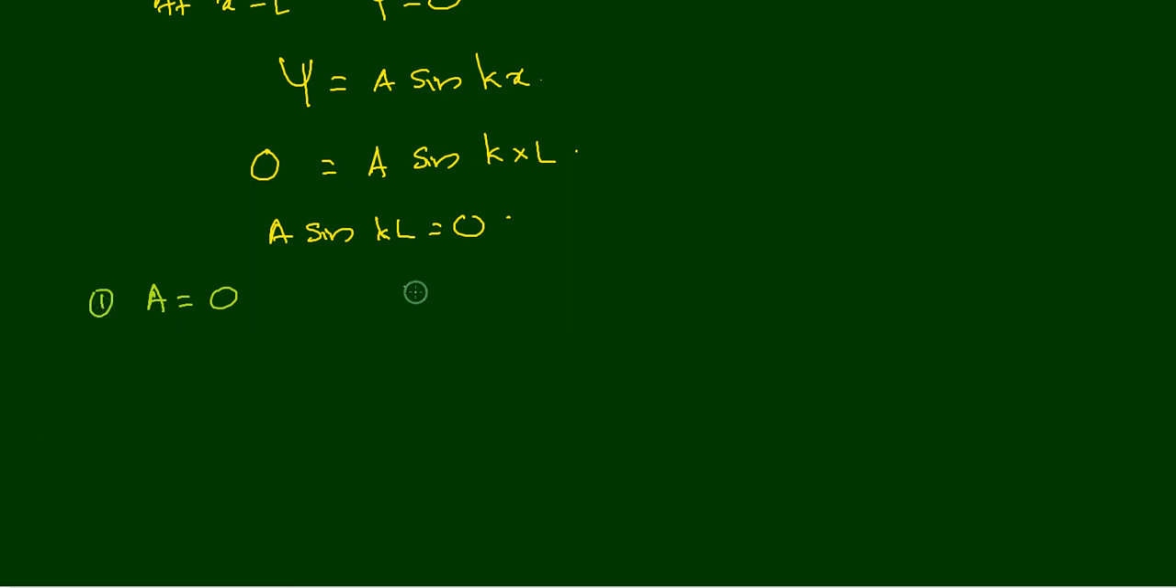And the second possibility is that sine kL is equal to 0. If either of these is true, then this equation will be valid. So either a is equal to 0 or sine kL is equal to 0. Which one is possible? Can you think what is possible? Suppose that a is equal to 0.